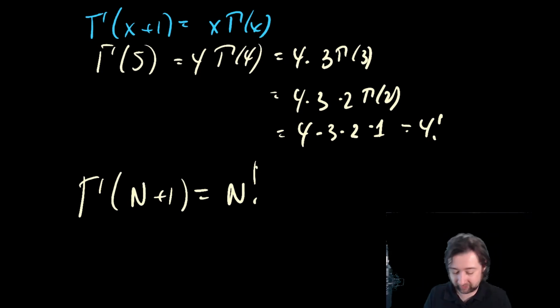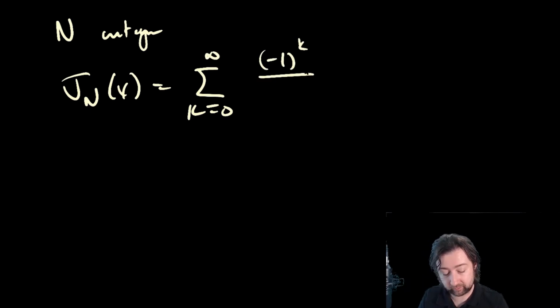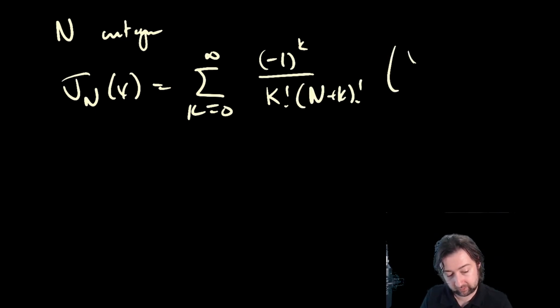Okay, so that was a long-winded explanation of what the gamma function is, but we use the gamma function when we're trying to extend a formula that has factorials in it into numbers that are not integers anymore. So when n was an integer, we said that Jn of x was equal to the sum from k equals 0 to infinity of minus 1 to the k over k factorial times n plus k factorial, times x over 2 to the k.